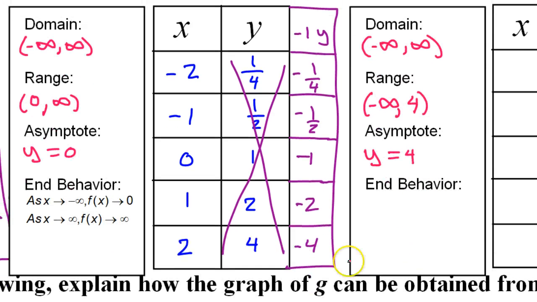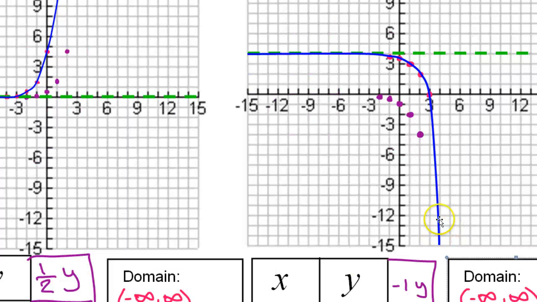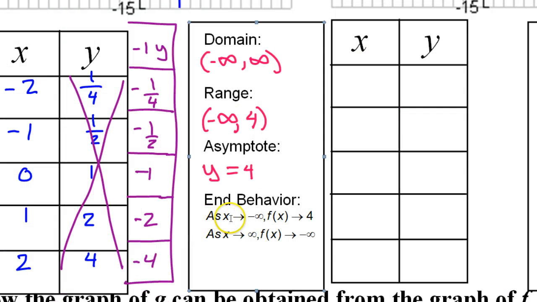And that just leaves the end behavior. As we go to the left, this graph approaches the asymptote. So as we go left, we're approaching 4. So we'll say as x approaches negative infinity, f of x approaches 4. So that's going to look like this.